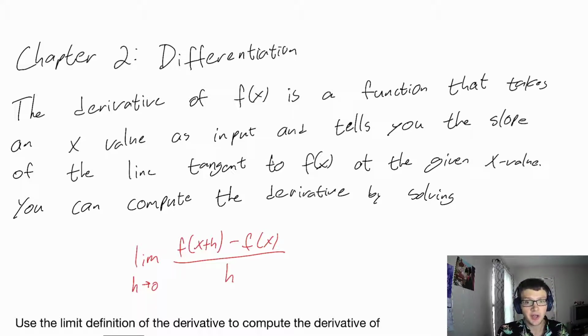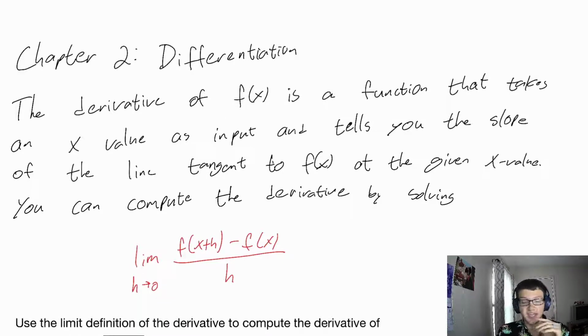So Chapter 2 is all about differentiation, and let's remind ourselves what the derivative is. The derivative of a function f of x is another function that takes an x value as an input, and it tells you the slope of the tangent line to f of x at that given x value. The way we compute it is by solving the limit as h goes to 0 of f of x plus h minus f of x over h.